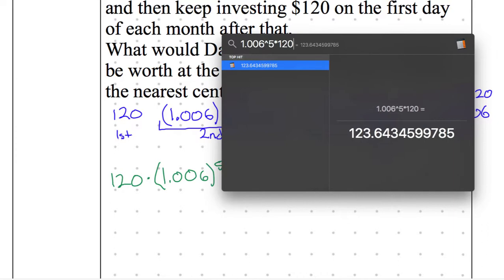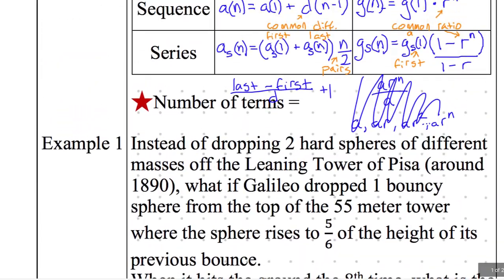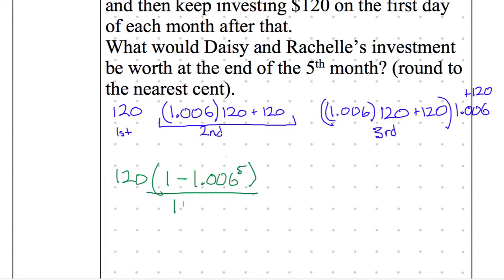Wait a sec. That is because we're not using our formula. Our formula needs to be 1 minus all of that. So 120 times 1 minus 1.006, all of this to the power of 5, divided by 1 minus 1.006.